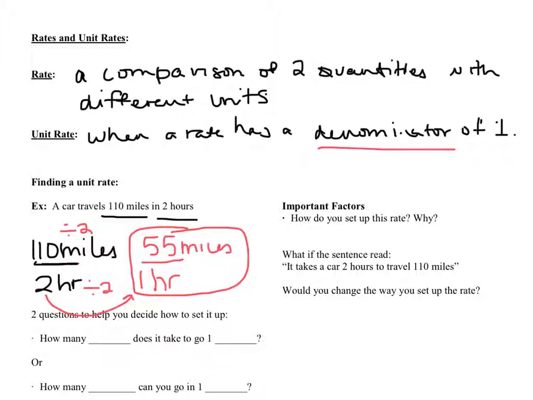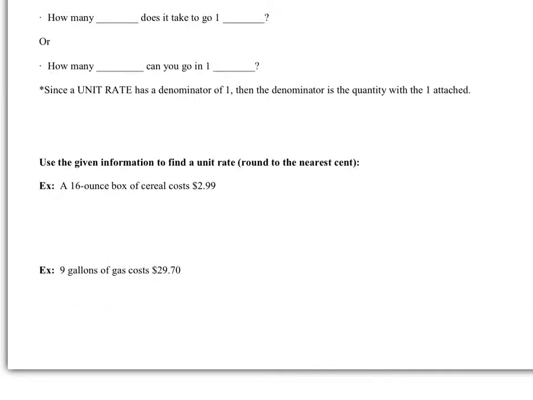It's really important when dealing with unit rates that you keep your units there, because if they weren't there and it just said 55 over 1, you don't know what's being described. So the units are an extremely important part of unit rates. For the two examples here, you're going to set up a unit rate. On the first one, you want to know the cost for 1 ounce, and on the second one, the cost for 1 gallon. Pause the video and set up your fractions appropriately and find those unit rates.